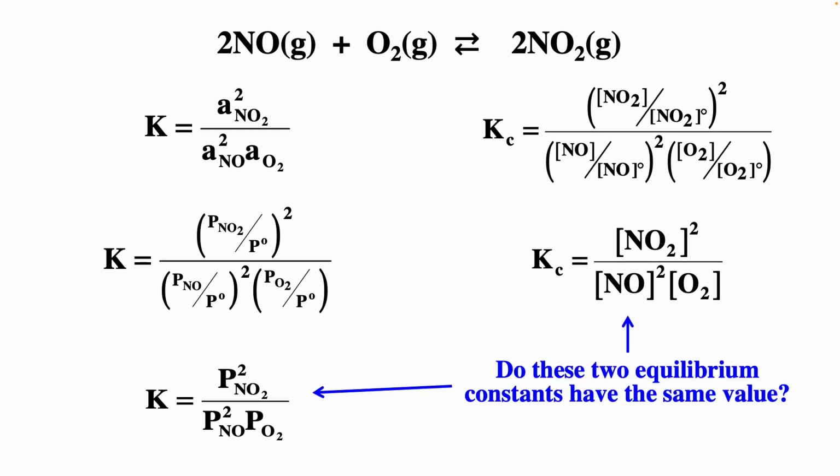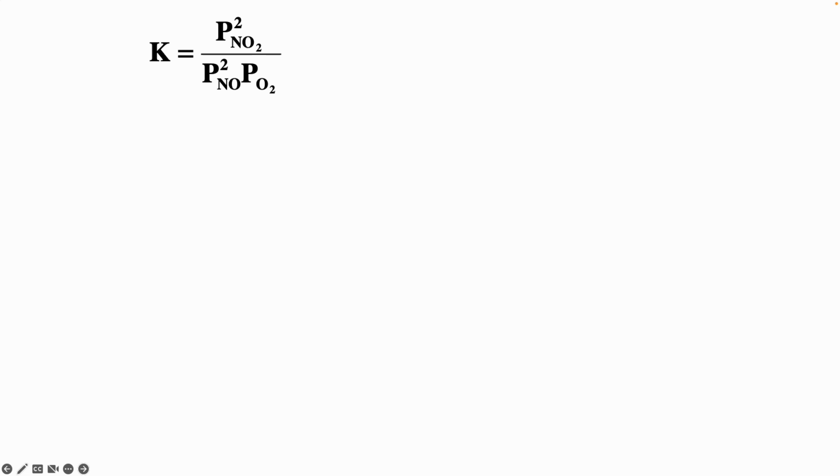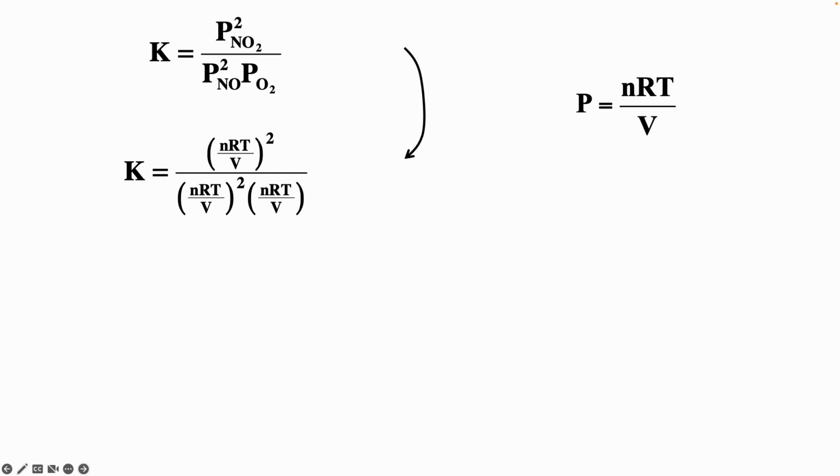Now they're both equilibrium constants. One's in terms of activities or partial pressures, and the other is in terms of concentrations. And one question we could ask is, do they have the same numerical value? And what we'll see is that for this reaction, they do not have the same numerical value. So if we want to determine the numerical relationship between the two, we can start by remembering, okay, the partial pressure is equal to nRT over V, where n is the number of moles, R is the gas constant, T is temperature in Kelvin, and V is the volume.